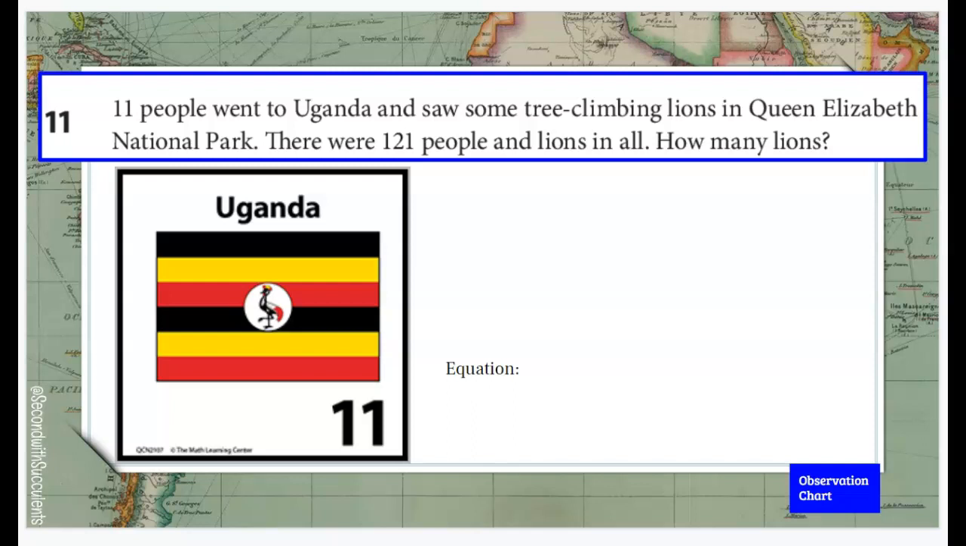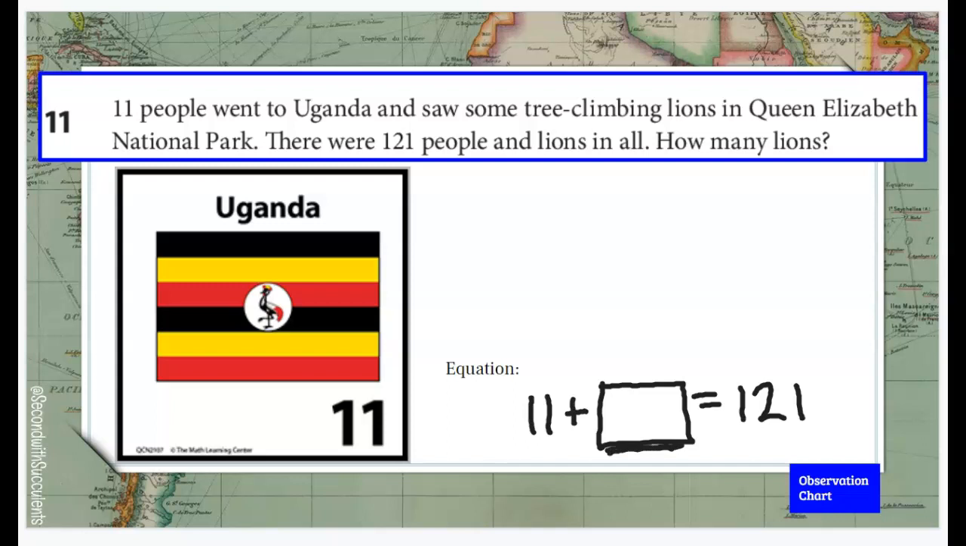Show a connection if you wrote an equation that looks like this. There are 11 people who went to Uganda. They saw some tree-climbing lions. There were 121 people and lions in all. How many lions? That number should go right here.